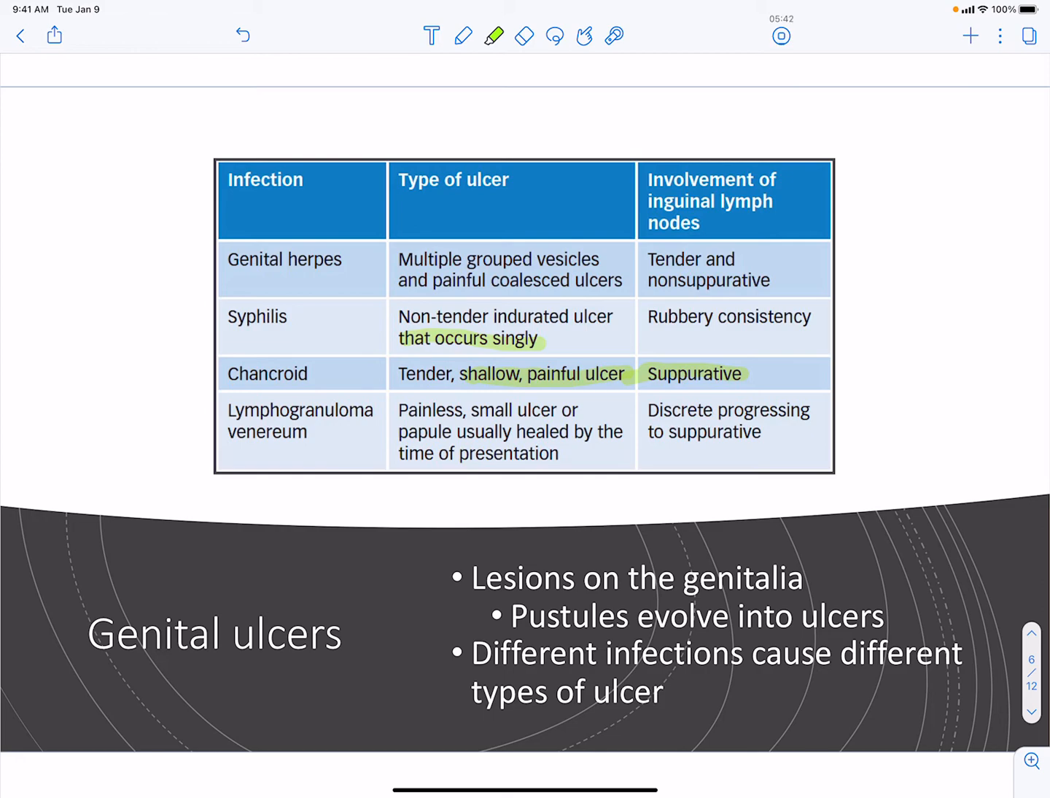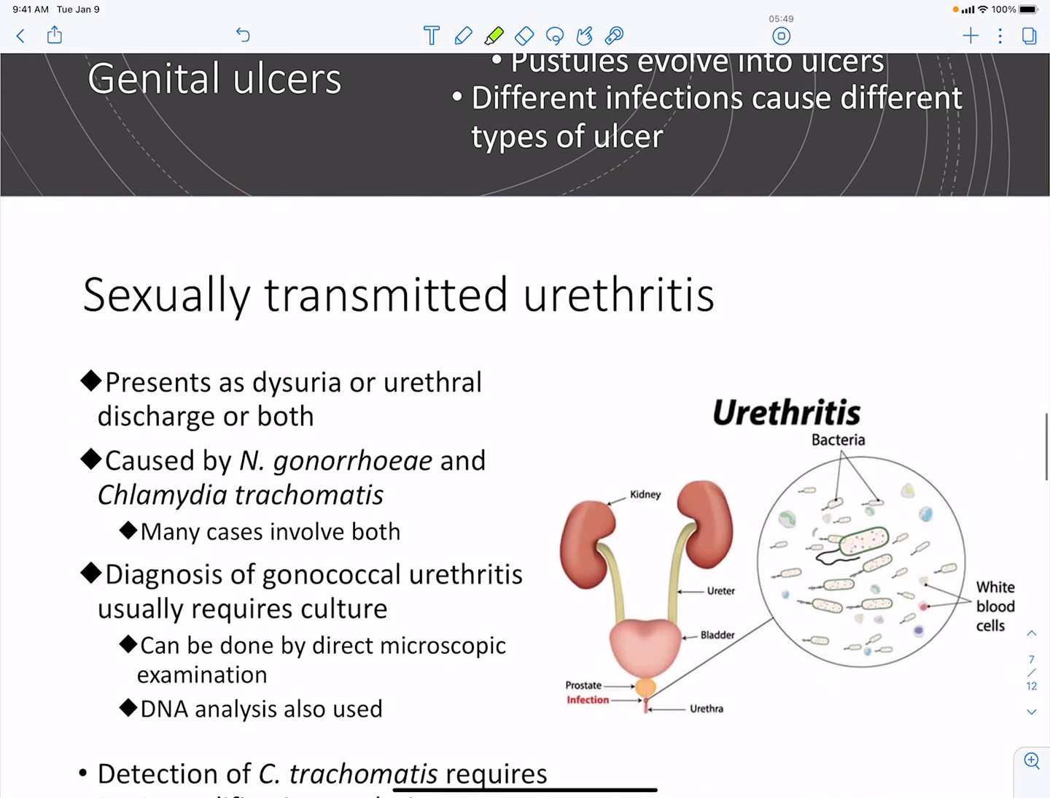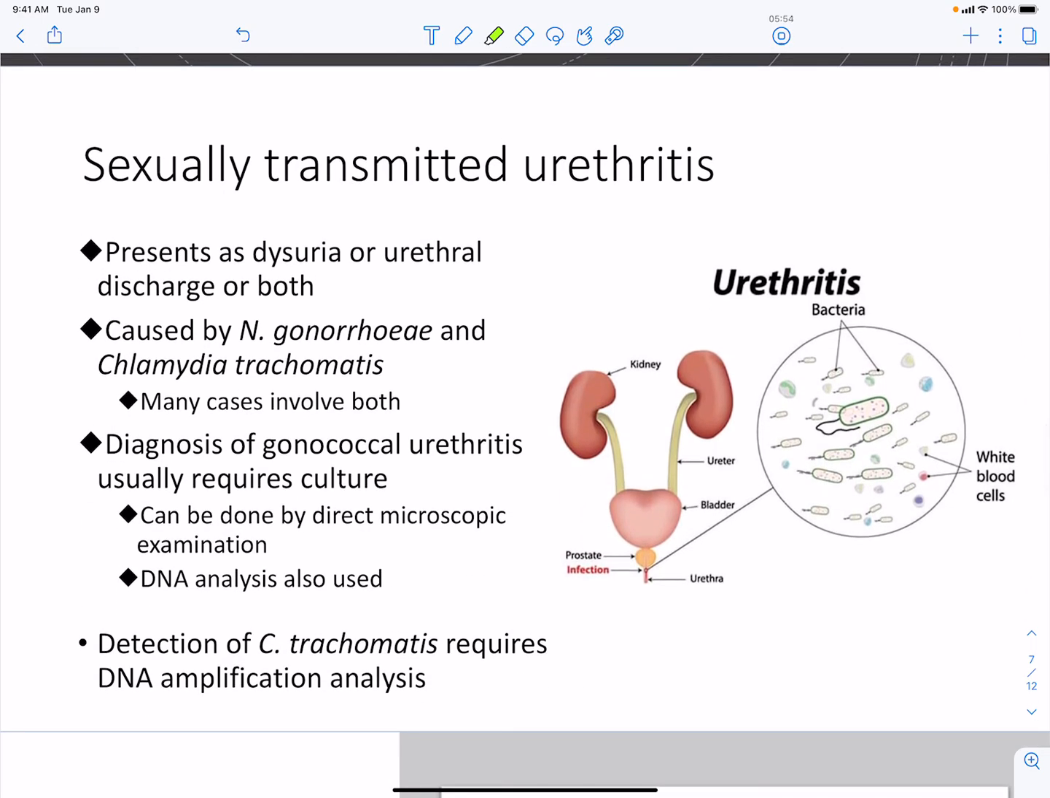So the genitals have ulcers. They can be pustules that then become ulcers, and different infections are going to cause different types of ulcers. Now, sexually transmitted urethritis is going to present as dysuria or urethral discharge or both. And Neisseria gonorrhea as well as chlamydia are going to be most of the causes of this. The diagnosis for Neisseria gonorrhea is going to require culturing and or direct microscopy. Detection of chlamydia is going to require DNA amplification analysis. It does not grow well in culture.